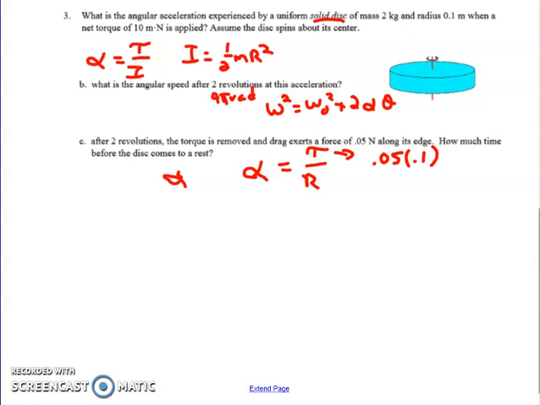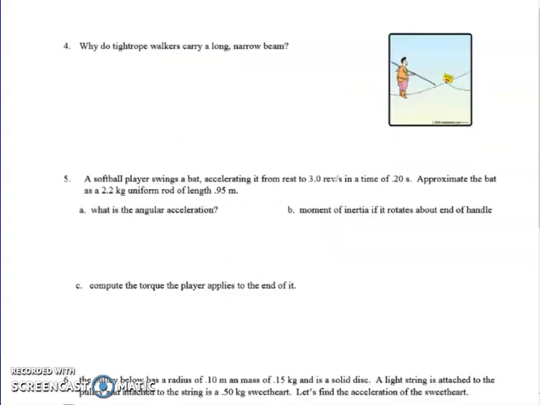Or excuse me, let's see, that should be over I. It's the same moment of inertia as before. So now that we have that, we should get about an alpha of 0.5 radians per second squared. Plug that into time is equal to the change in omega over alpha, right? That's just a rewriting of the equation we used on the previous problem. Okay, what else we've got?